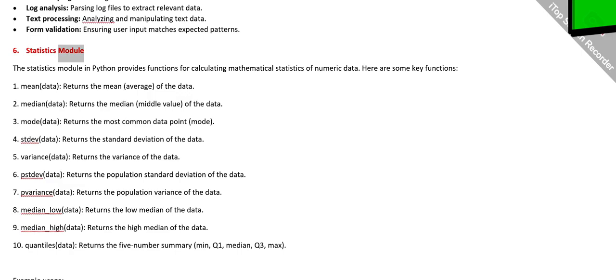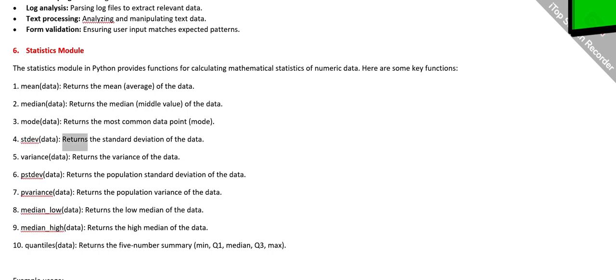Statistics module. The statistics module in Python provides functions for calculating mathematical statistics of numeric data. Here are some key functions. 1. mean(data) returns the mean, the average, of the data. 2. median(data) returns the median, the middle value, of the data. 3. mode(data) returns the most common data point, the mode.